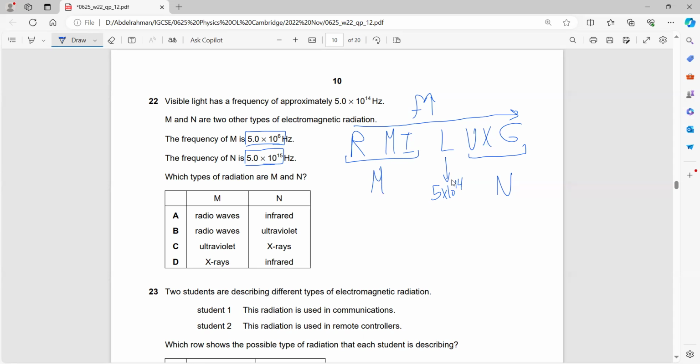Why? Because it has a frequency less than 5 times 10 to the power 14. This is 5 times 10 to the power of 6, and this is 5 times 10 to the power of 15. So let's choose. M could be radio waves. Okay, it cannot be ultraviolet or X-rays. N could be ultraviolet. It cannot be infrared. So the only right answer would be B.